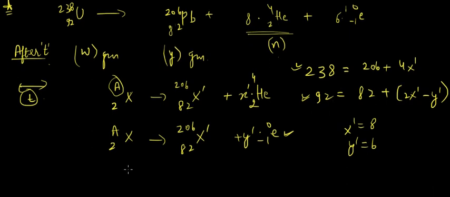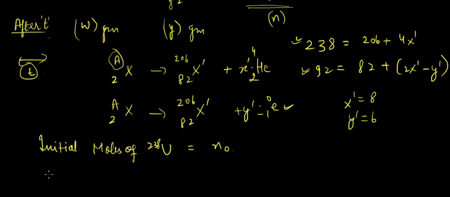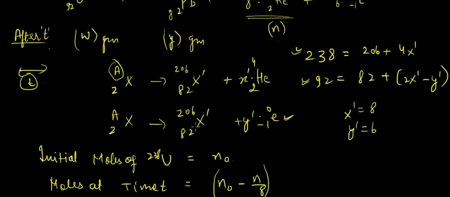So we can write that, let's say initial moles of uranium 238 were n naught, and moles at time t would be nothing but n naught minus n by 8. Okay, these many moles would have been there at time t.